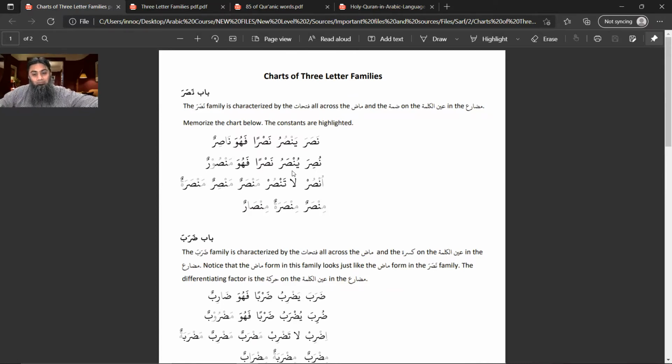For example, Yunsaru. Help will be given. Help will be done. Excellent. Okay. That is the whole point, sister. Jazakallah. Help is given or help will be given. Both are correct.